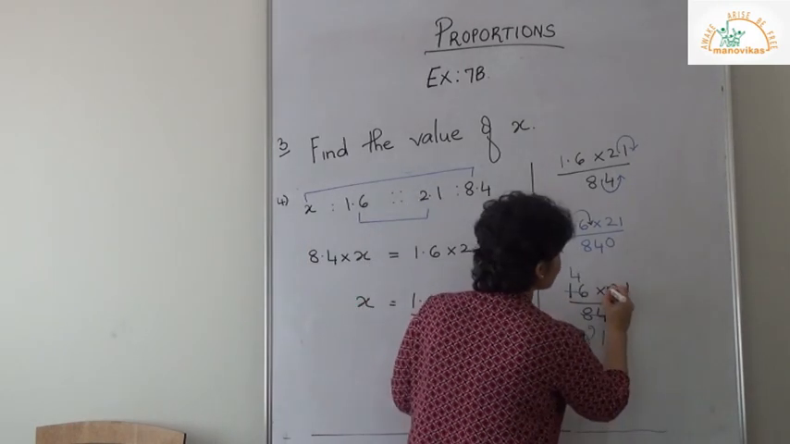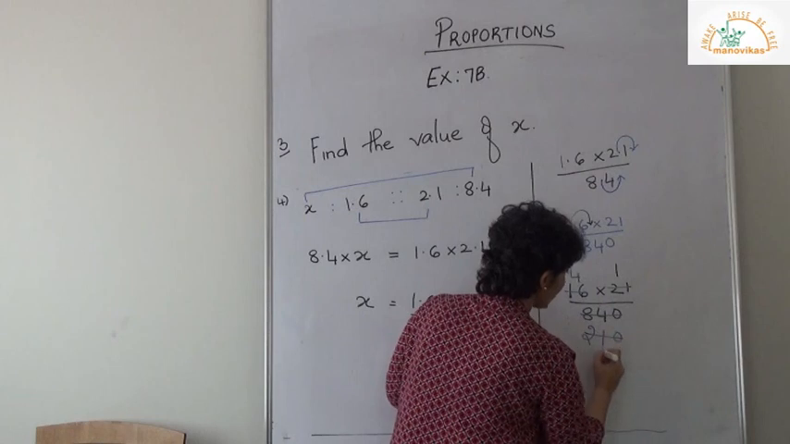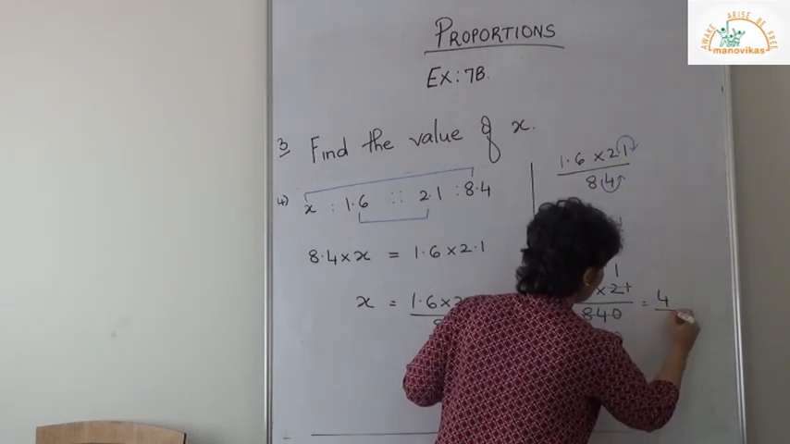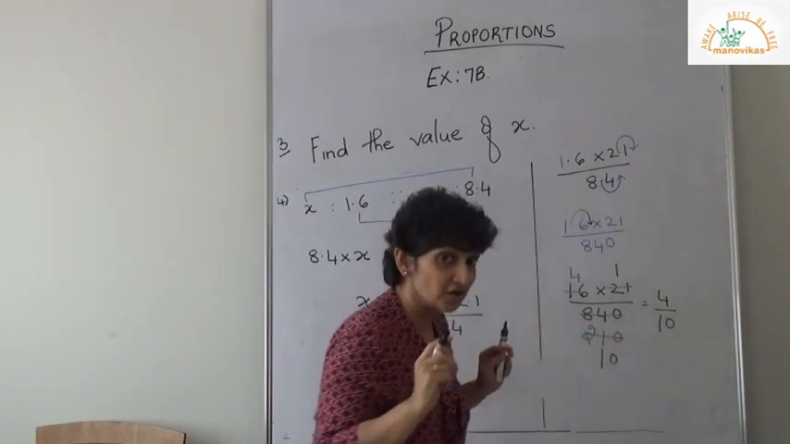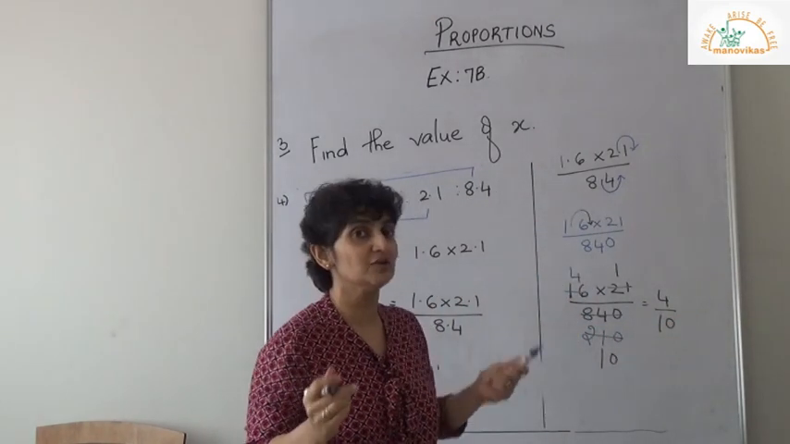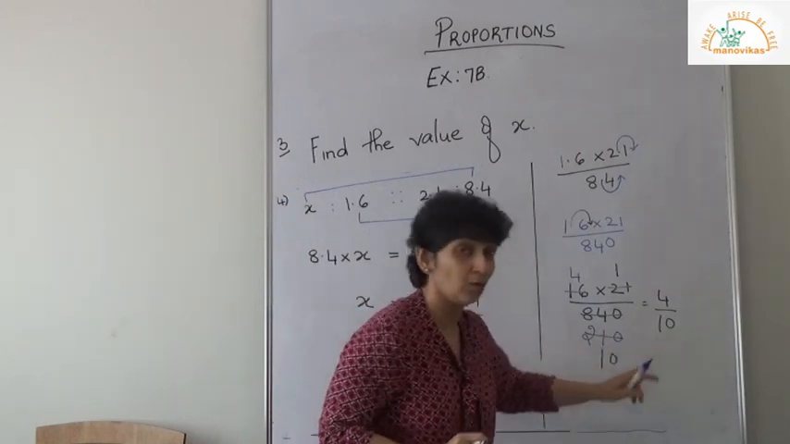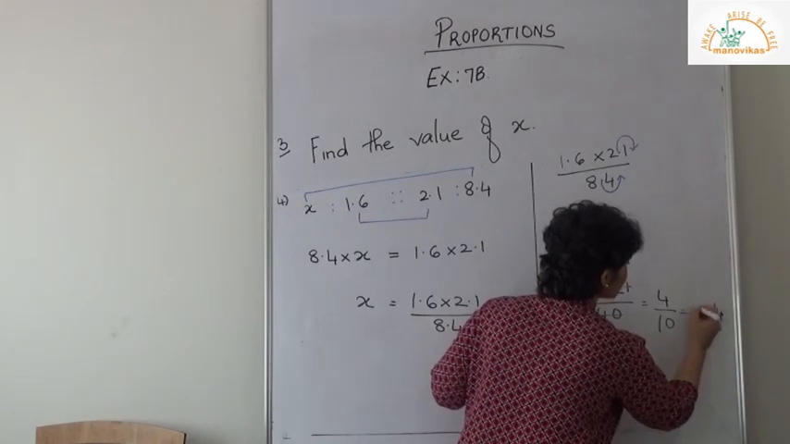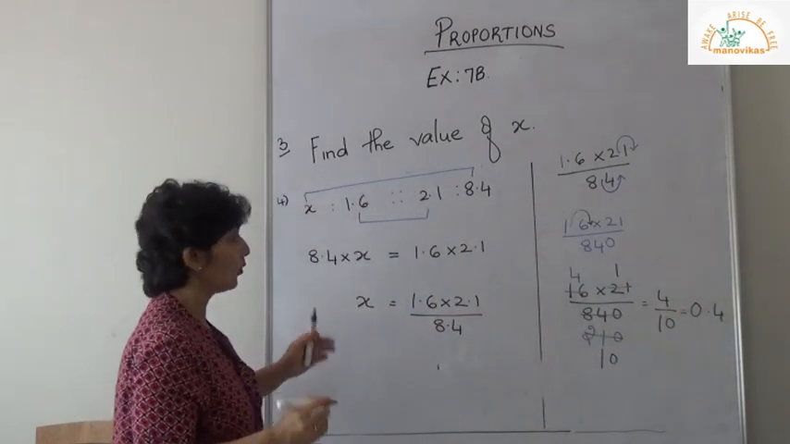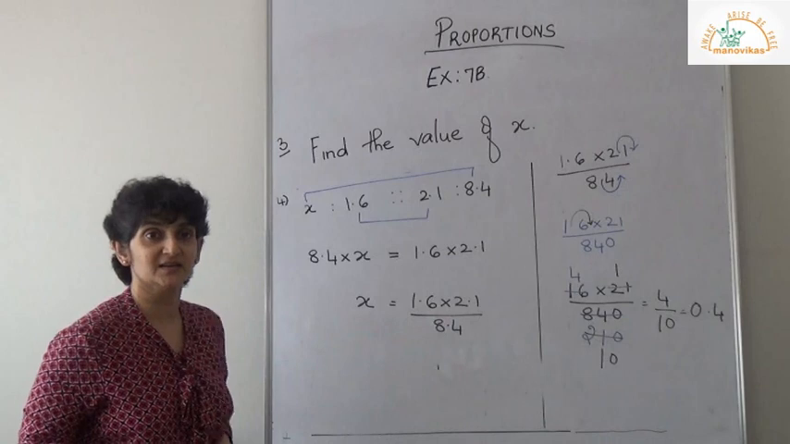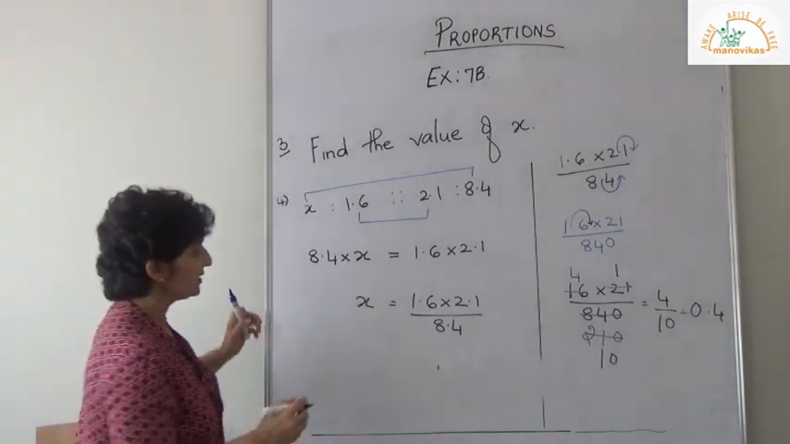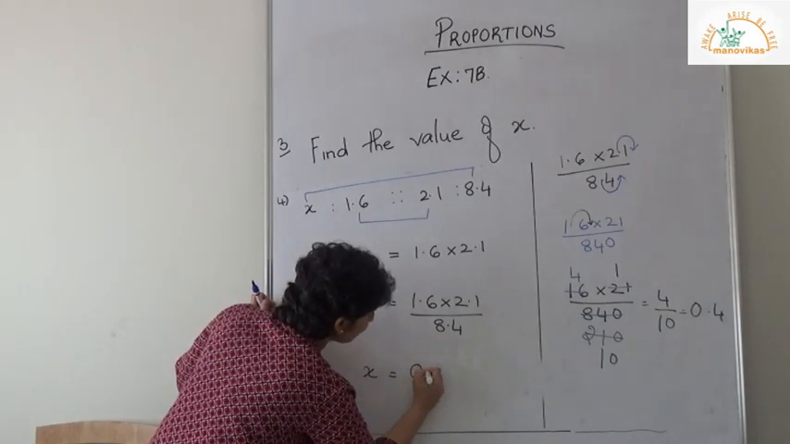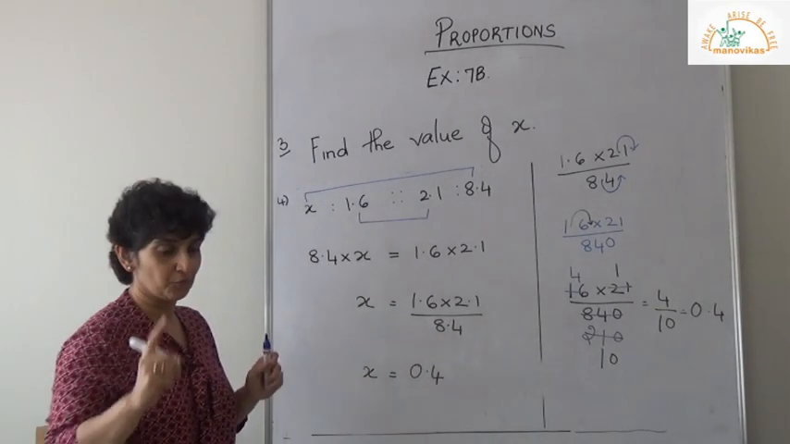Right? Then 21 1s are 21, 10s are. So, I get 4 upon 10. Children, do not go to further reduce. Why? I have a 0. So, it is simple. I know it is one place. So, my answer will be 0.4. Since I have everything in the decimal, please do not go to further reduce. X is equal to 0.4. I hope you have understood.